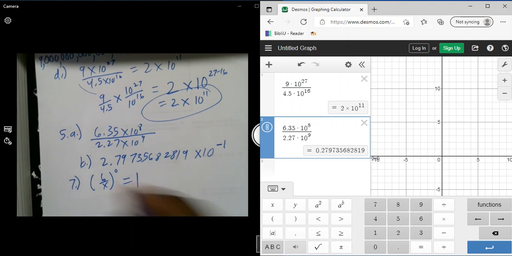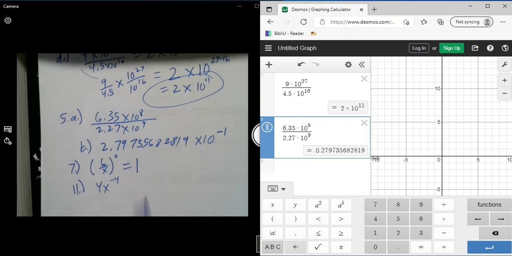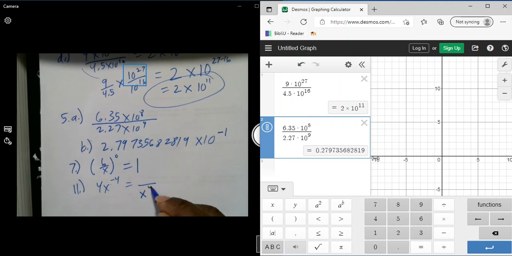Now we go here to problem 11. Problem 11 is 4x to the -4 power. Now if you look here, the x is the only thing taken to the -4 power. So whenever we take a whole base to a negative power, all that does is bring that in the denominator. So this would be x to the 4th power in the denominator, and 4 will remain in the numerator. Now this would be your final answer.